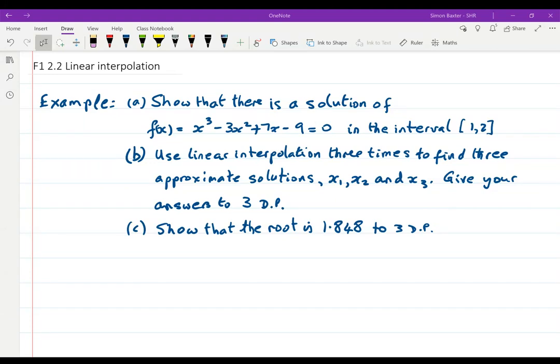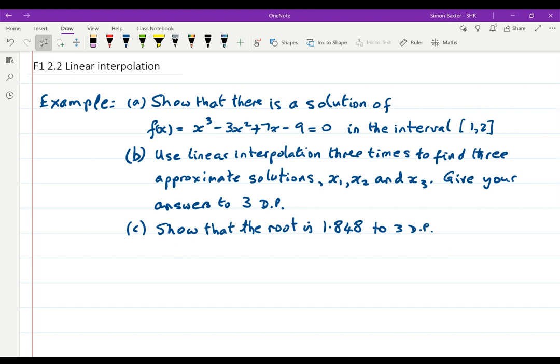In this video, we're going to look at another method of finding approximate solutions for equations. This is called linear interpolation. And once again, the best way to do this is by an example. So let's look at this.